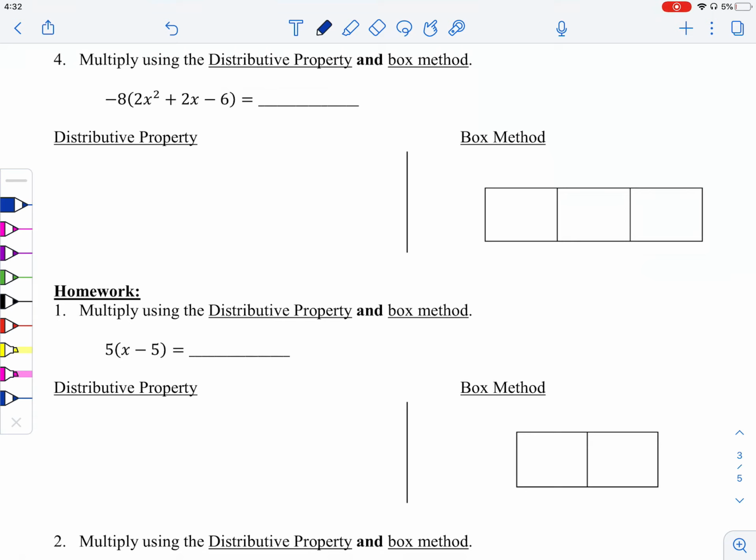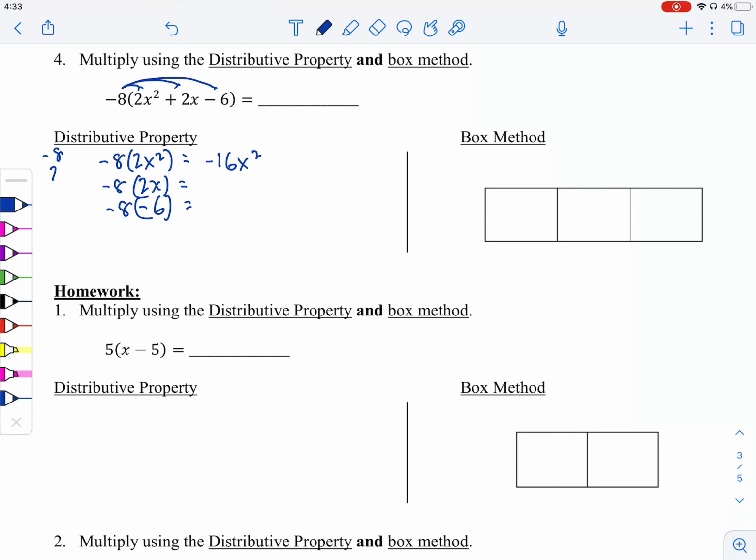Number 4, we distribute negative 8. We have 3 terms, we distribute 3 times. So negative 8 times 2x squared, negative 8 times 2x, and then negative 8 times negative 6. We're going to multiply that out. So negative 8 times 2x squared, it's negative 16x squared.